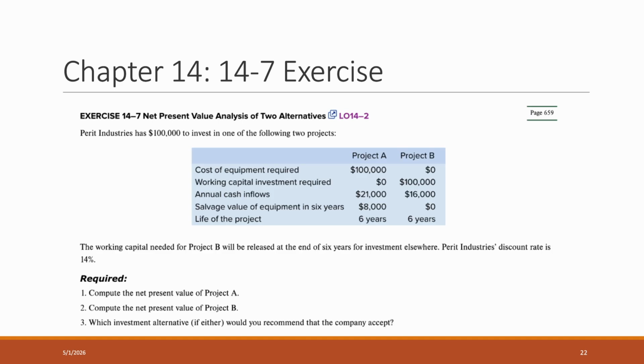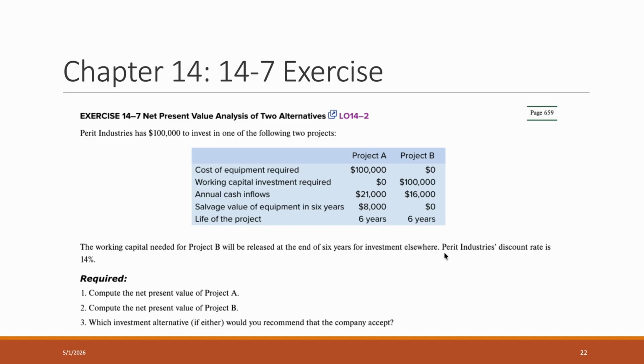Moving on to that exercise, we're going to be looking at 14-7 in the book. Parent Industries has $100,000 to invest in one of the following two projects. You have Project A and Project B in this problem. You can see the cost of equipment required, the working capital investment required, the annual cash flows, the salvage value of equipment in 6 years, and finally the life of the project for both Project A and Project B. Additionally, the working capital needed for Project B will be released at the end of 6 years for investment elsewhere.